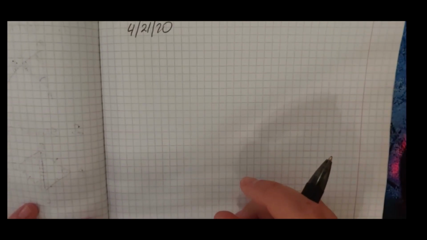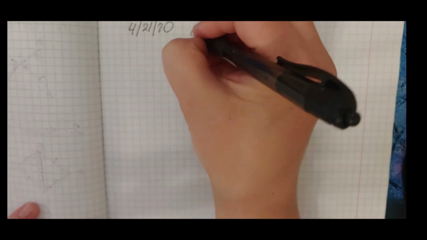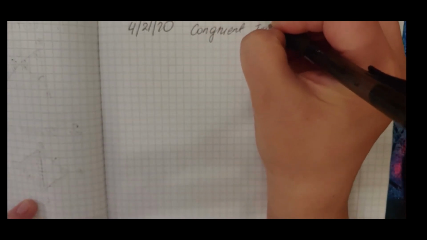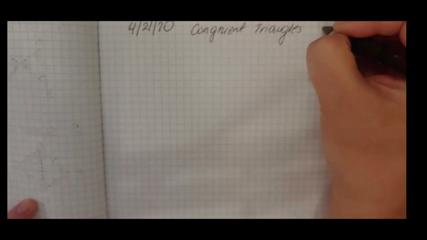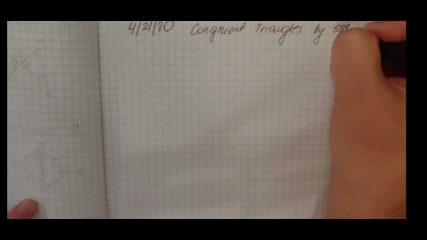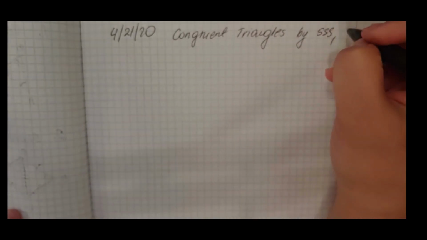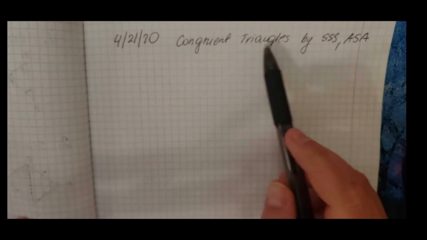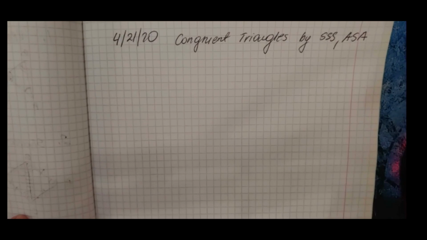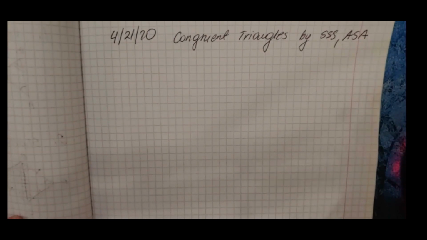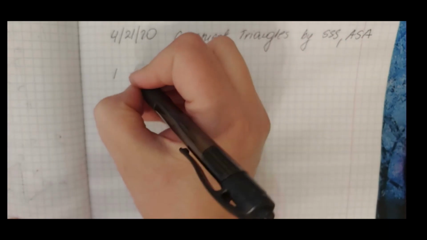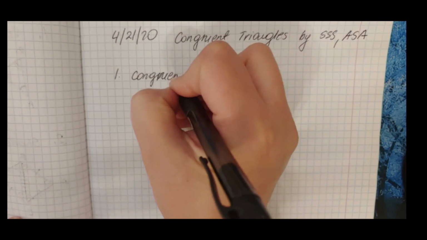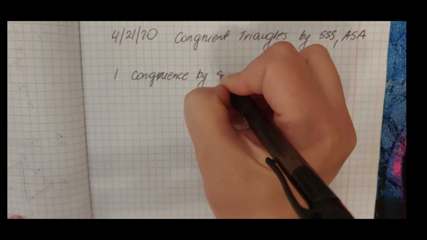Okay, so today we are going to talk about congruent triangles by SSS and ASA. Okay, what does that mean? They're congruent triangles by side, side, side, and congruent triangles by angle, side, angle. So, congruence by side, side, side.